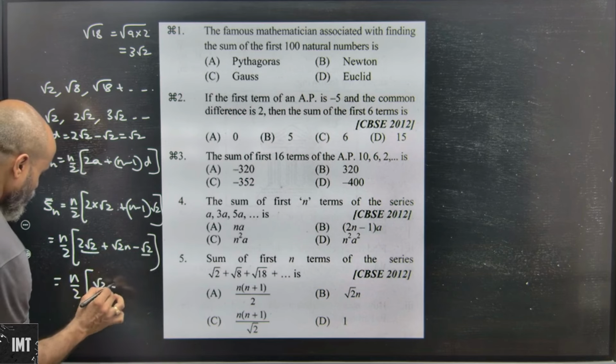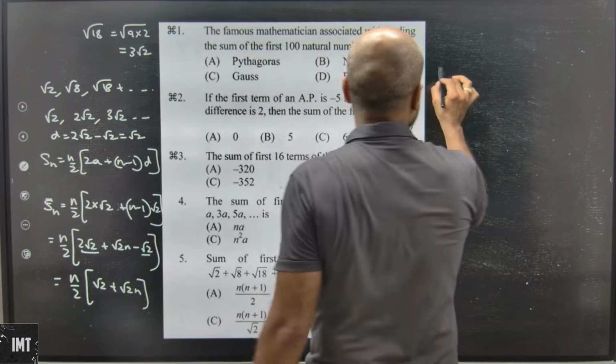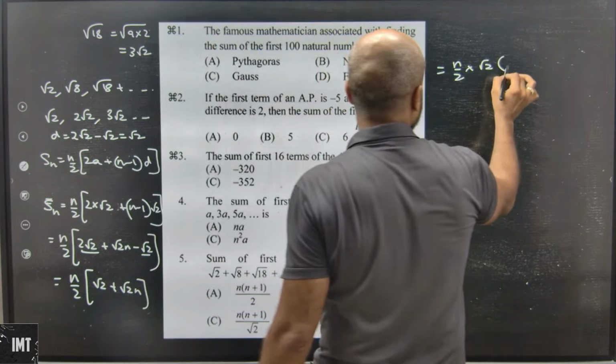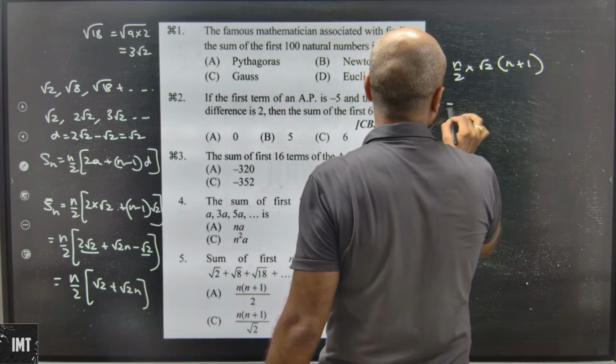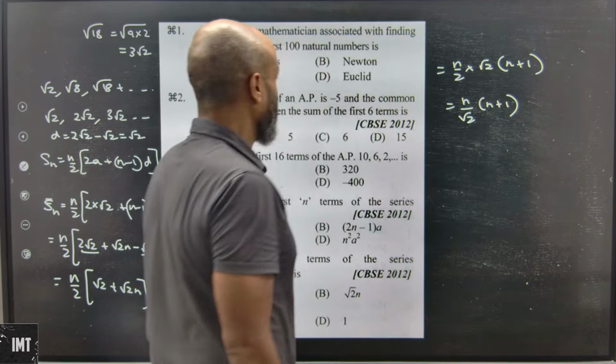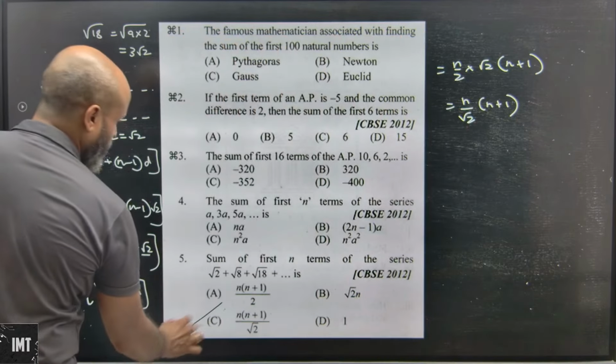So that will be under root 2 plus under root 2 into n. If I take this under root 2 out, that will be n by 2 into under root 2 into n plus 1. So this will be n into n plus 1 upon under root 2. Okay, let's move on, people.